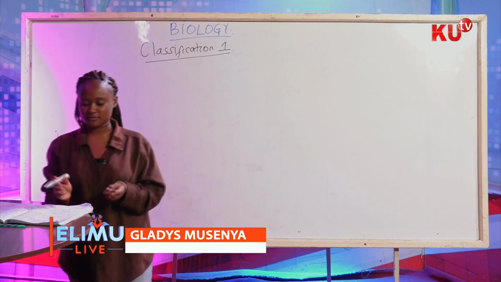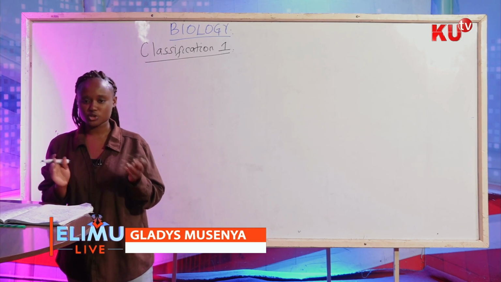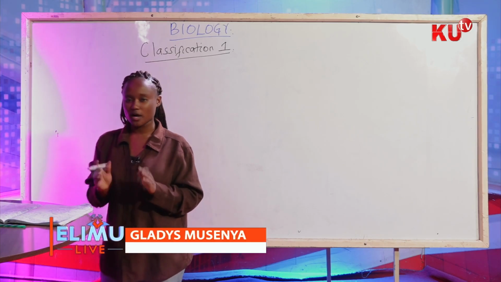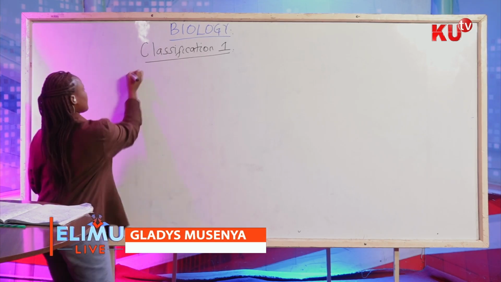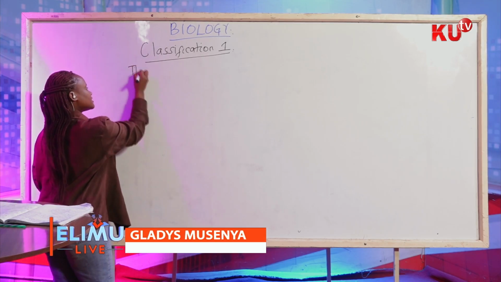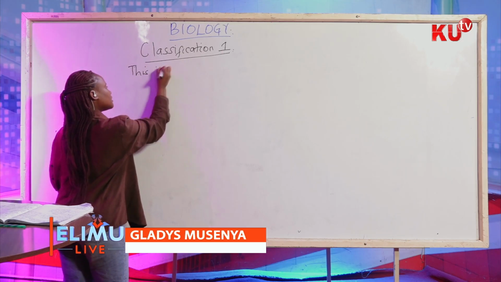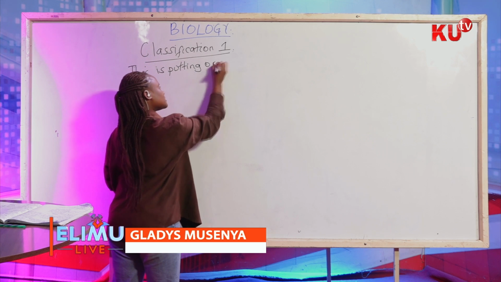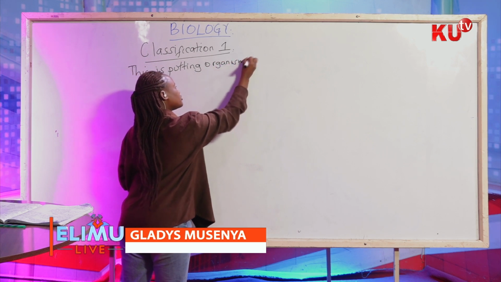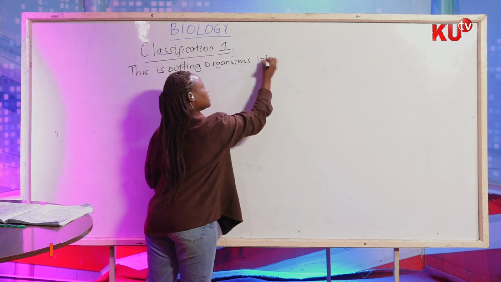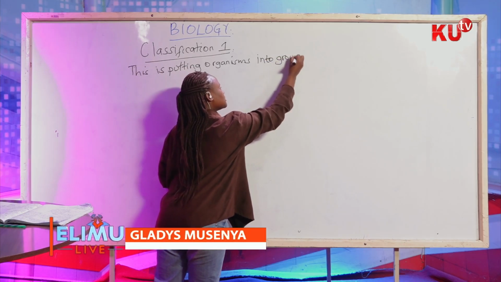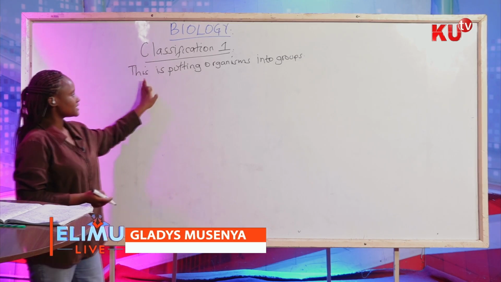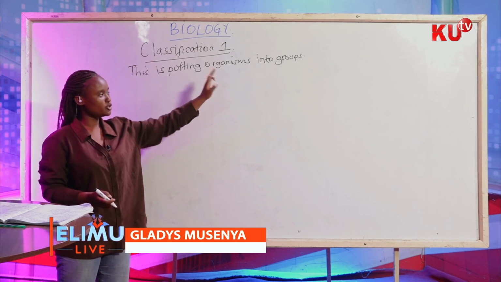So what is classification and why should organisms be classified? Classification is putting organisms into groups. So classification means putting organisms into groups.